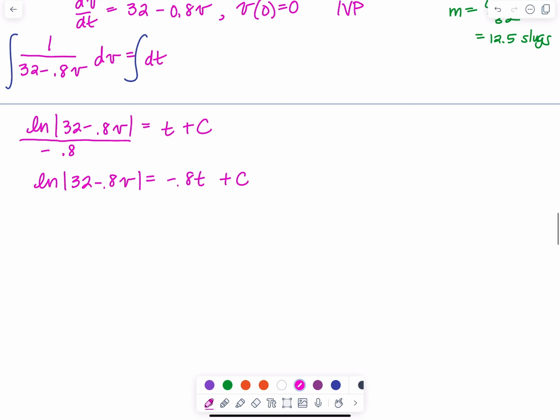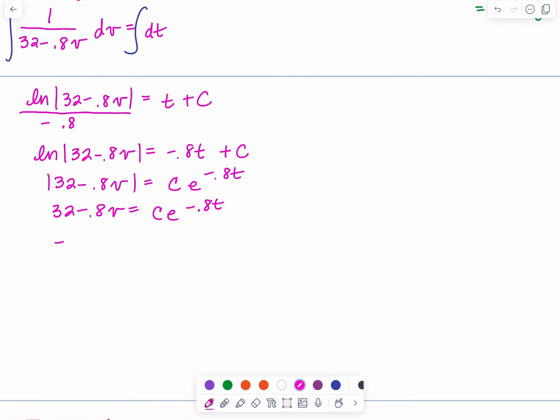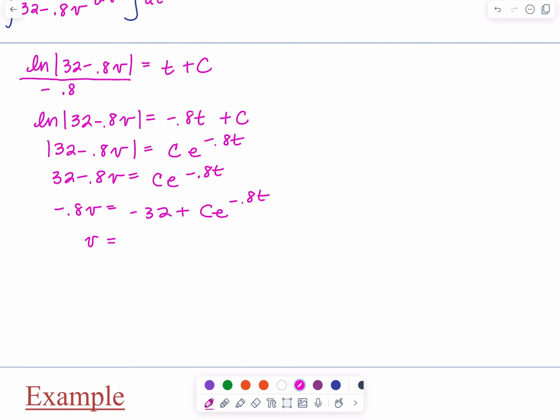And continuing on in the same manner, we have the absolute value of 32 minus 0.8 V is equal to C e to the negative 0.8 t. Plus or minus both sides, removing those absolute values, and then we have the opposite of 0.8 V. Dividing both sides by a negative 0.8, we come up with a positive 40, and of course another constant. So here we have V of t.